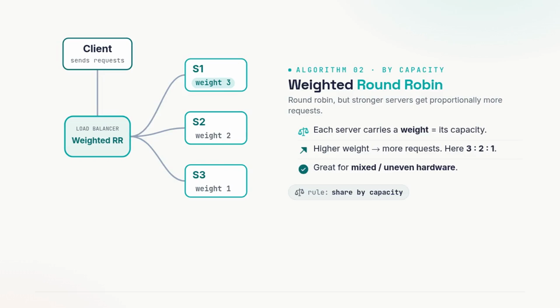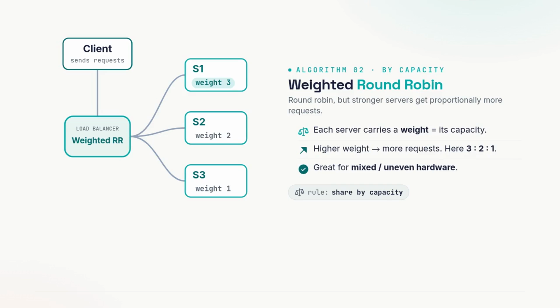But your servers usually aren't identical. One might be a beefy machine, another an older, smaller box. Weighted round robin fixes that by giving every server a weight, basically a number that says how much it can handle. Here server 1 has a weight of 3, server 2 a weight of 2, and server 3 just 1.